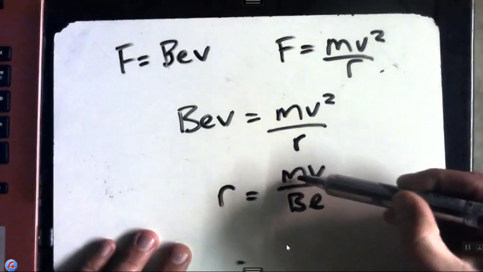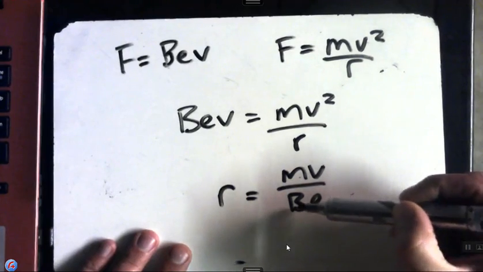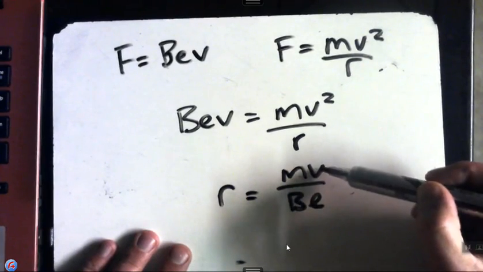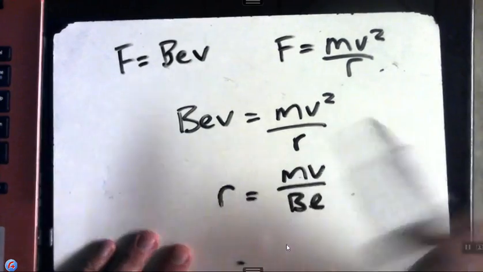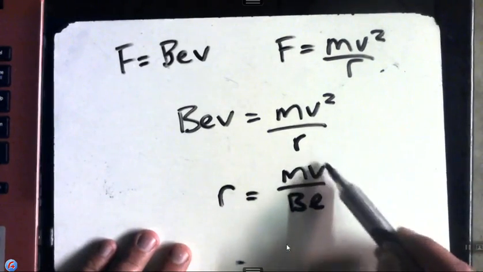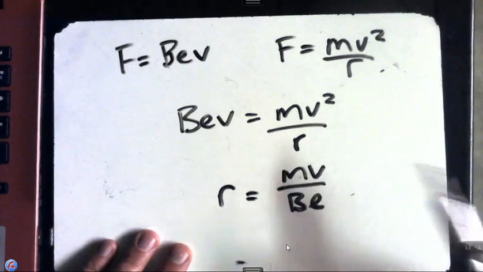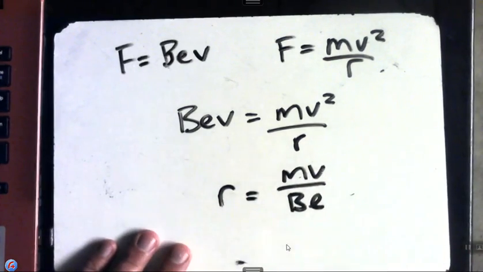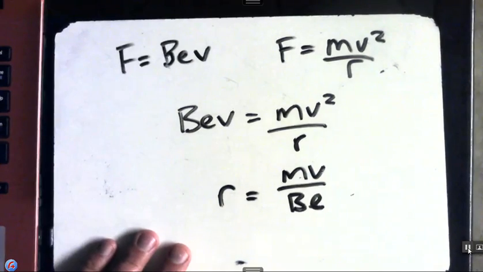If we know the mass and the charge of the electron, we know the strength of the magnetic field, and we know the velocity. But we can also measure the radius in real life, and then we can use that to calculate the velocity of the electron. So that gives us a few crossover applications to this formula.